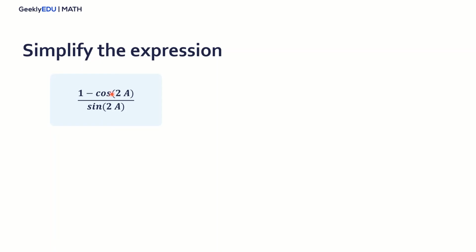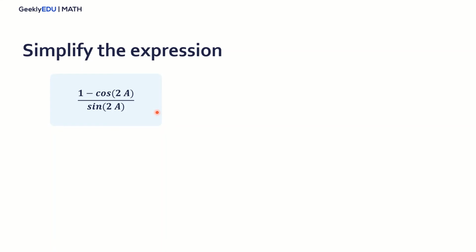Now let's go to our last exercise. Okay, we want to simplify this expression over here, which is 1 minus cosine of 2a over the sine of 2a. So let's play a little bit with the double angle identities, okay?